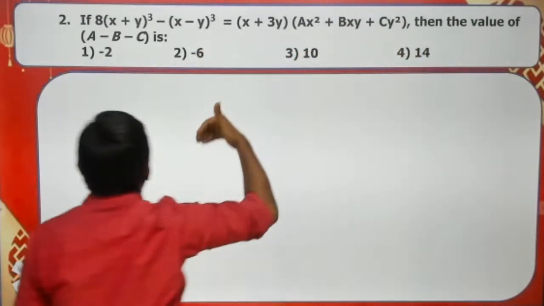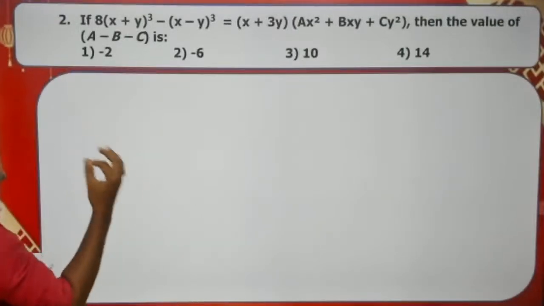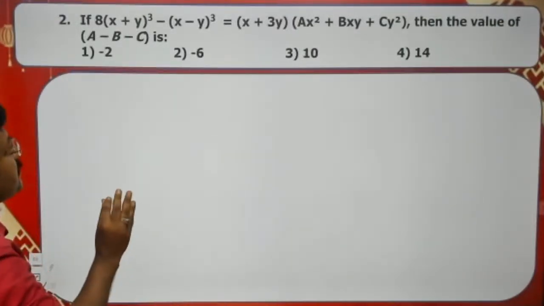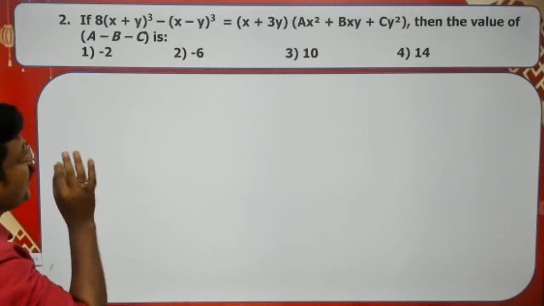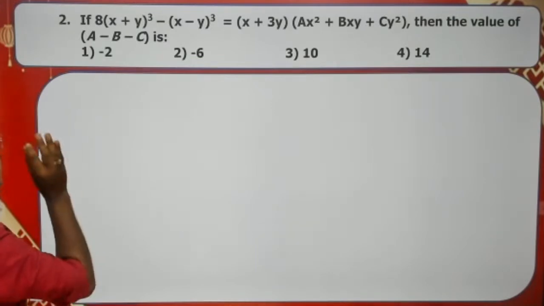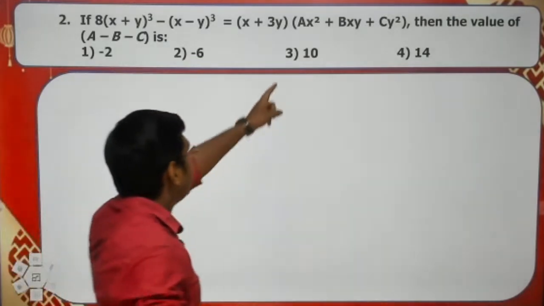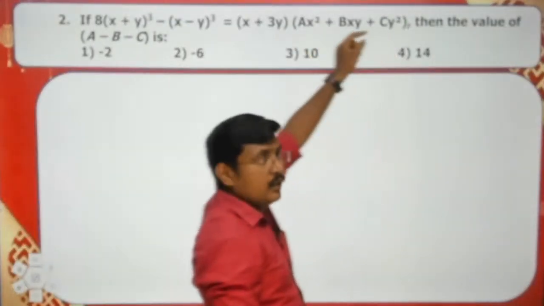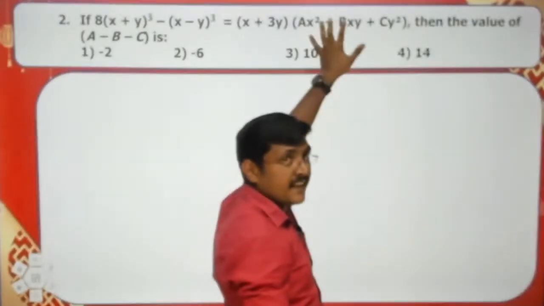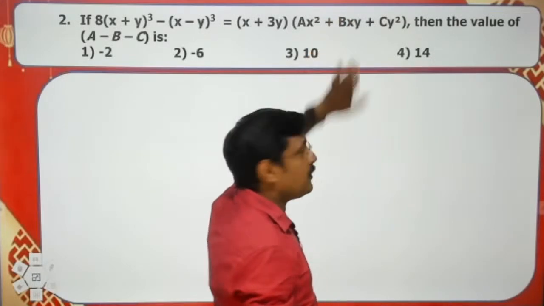So I am reading the question once again. Listen carefully. If 8 into x plus y the whole cube minus x minus y the whole cube is equal to x plus 3y into ax square plus bxy plus cy square, then the value of a minus b minus c. That means here a, b and c. We need to solve this and compare it to find the values of a, b and c.